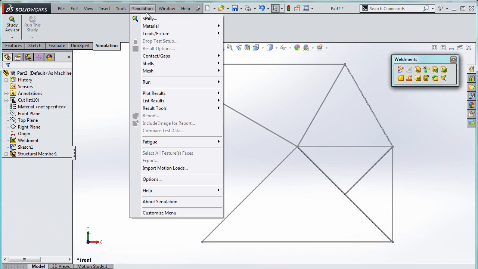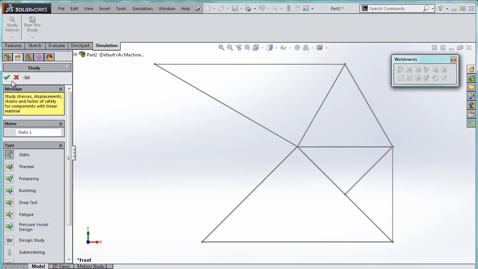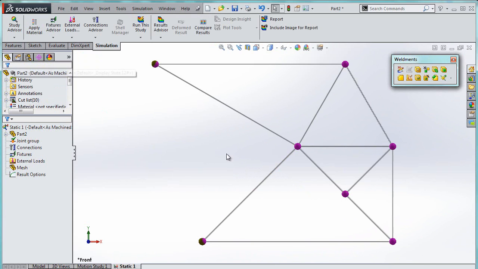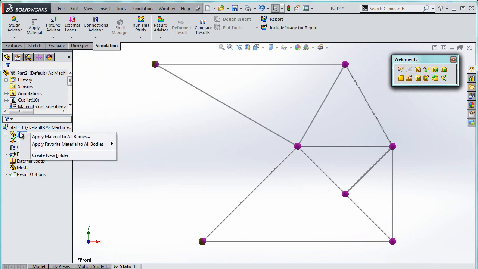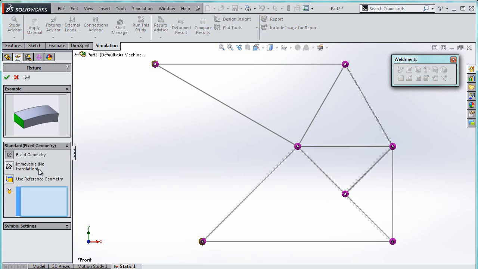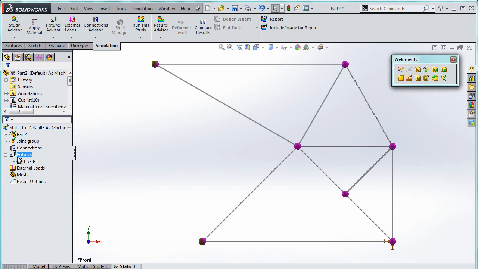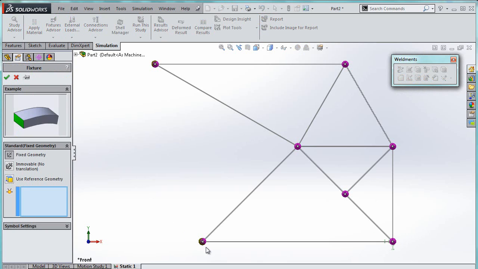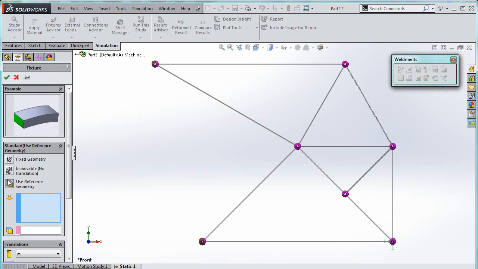Okay, let's do a study. A static study. I always forget to do this, so I'm going to right click and apply my favorite material, which is always plain carbon steel, because that's how I like to do things. Fix geometry. I'm going to fix this joint over here, perfectly fixed because it was a pin joint. And then over here, I'm not going to exactly fix these because he was on a roller.